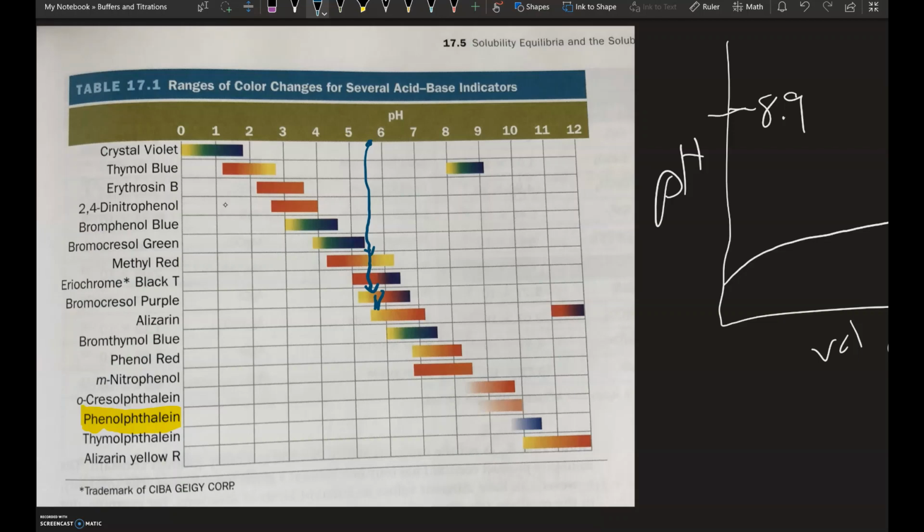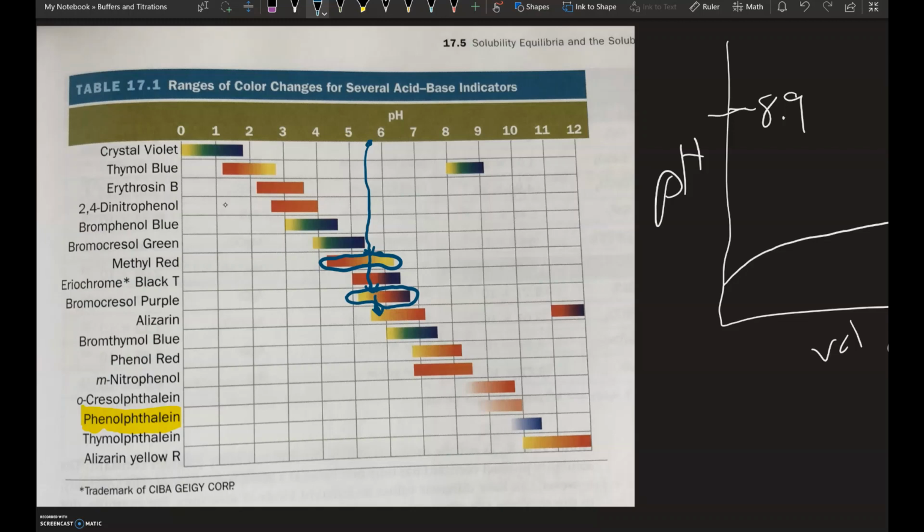Alizarin also might be a good indicator because it's relatively close enough. Maybe it isn't the best one, but if you didn't have the other two, you could definitely try to use it. You know that it's close enough to where you could get a rough idea. So in this particular example, I would think that the methyl red and/or bromocresol purple would both be good indicators to use.